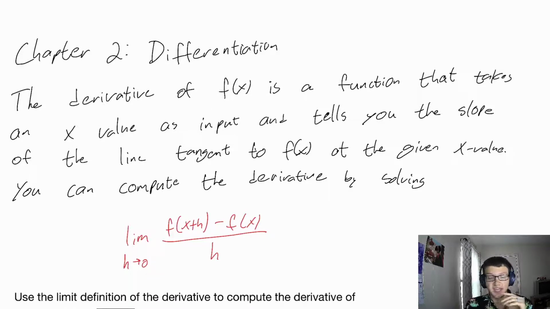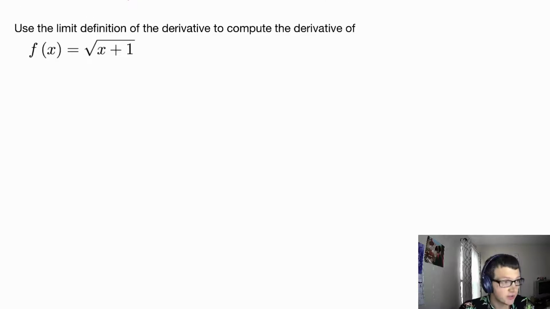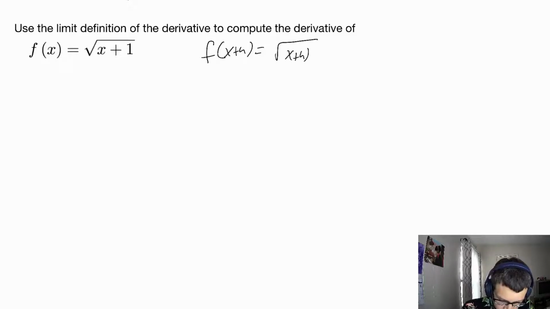So let's look at two examples of solving something with the limit definition of the derivative. This first one: use the limit definition of the derivative to compute the derivative of f of x equals the square root of x plus 1. If this is f of x, then we need to know what f of x plus h is. f of x plus h here would be the square root of x plus h plus 1. When we're trying to find f of x plus h, anywhere we see an x we replace it with x plus h in parentheses.